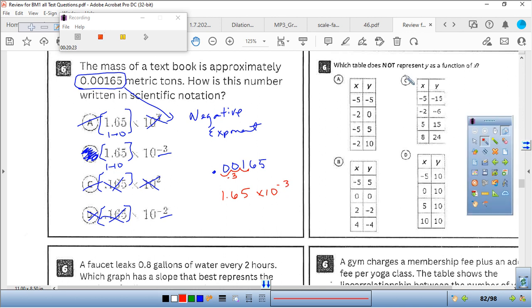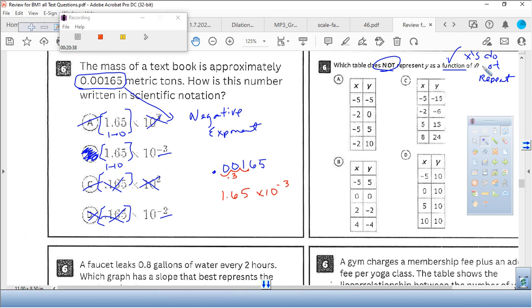This one here is asking which is not a function. Again, not a function. For it to be a function, x's do not repeat. This is for it to be a function, but they're looking for the one that is not, so they want the x's to repeat. So this one right here, you see those repeats? That's my answer. The others, they don't repeat. That is a function, which is out. X's do not repeat, function. X's do not repeat, function.